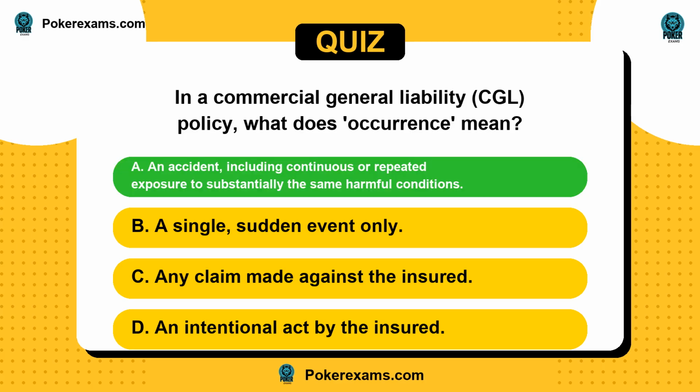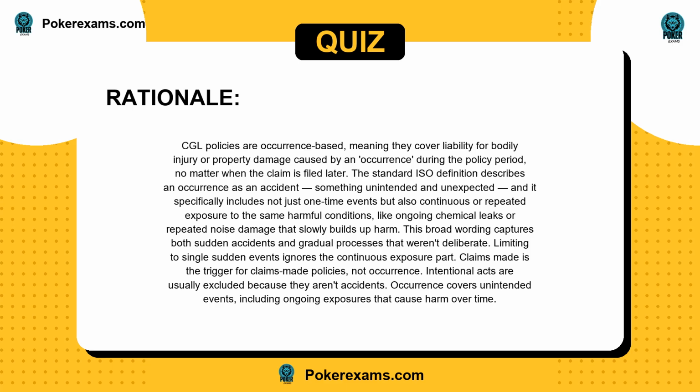The answer is A. CGL policies are occurrence-based, meaning they cover liability for bodily injury or property damage caused by an occurrence during the policy period, no matter when the claim is filed later. The standard ISO definition describes an occurrence as an accident, something unintended and unexpected, and it specifically includes not just one-time events, but also continuous or repeated exposure to the same harmful conditions, like ongoing chemical leaks or repeated noise damage that slowly builds up harm. This broad wording captures both sudden accidents and gradual processes that weren't deliberate.